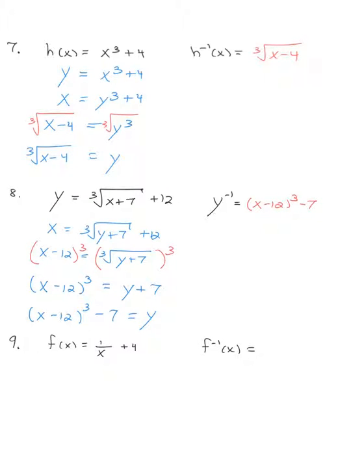Okay, to find the inverse of this function, again, my original equation is y equals 1 over x plus 4. Therefore, the inverse is equal to x equals 1 over y plus 4. I'll subtract 4 from both sides. And here, I'm going to cross multiply. This y will go to this numerator, and this x minus 4 will go to this denominator. So that's y over 1 is equal to 1 over x minus 4.